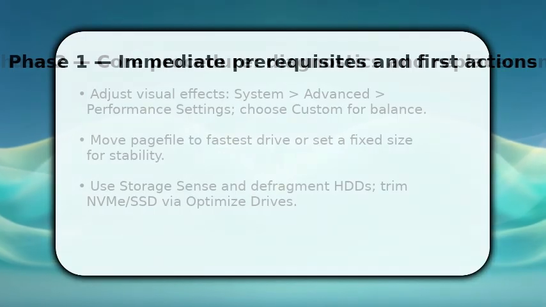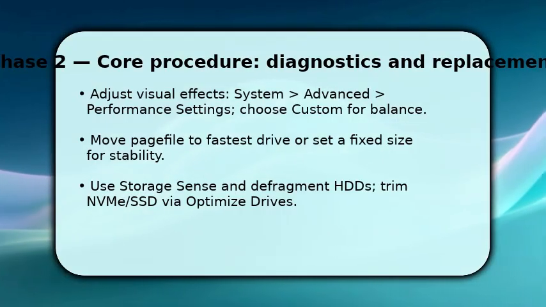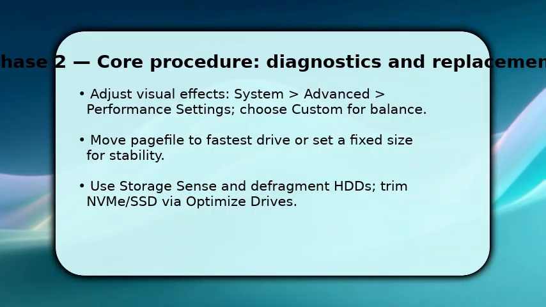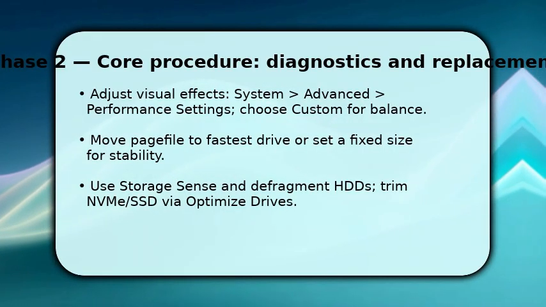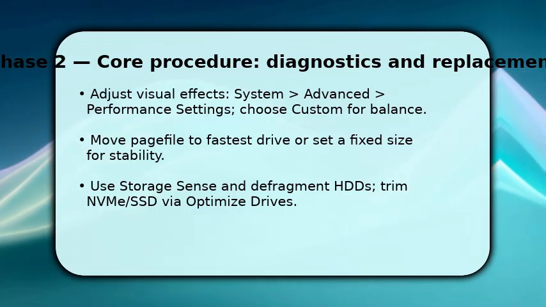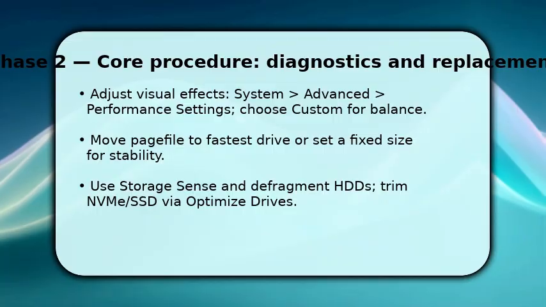Now tackle the deeper settings that impact responsiveness. First, fine-tune visual effects. Turn off animations you don't need and keep smooth scrolling if you want a better feel. Then set a fixed page file size or move it to a faster drive to prevent fragmentation spikes.